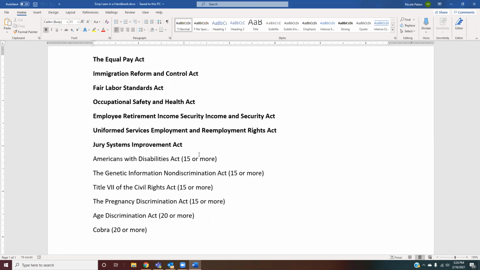All right, so regardless of the size of the organization, there are certain laws that apply, and they include these in bold. First of all, the Equal Pay Act, Immigration Reform and Control Act, Fair Labor Standards Act, Occupational Safety and Health Act, ERISA, Employee Retirement Income Security Act, Uniformed Services Employment and Reemployment Rights Act, and last, Jury Systems Improvement Act. So hopefully your list has some of those on there. Some of you might have forgotten the Jury Systems Improvement Act. That's okay, but know that it does apply regardless of the size of the organization.